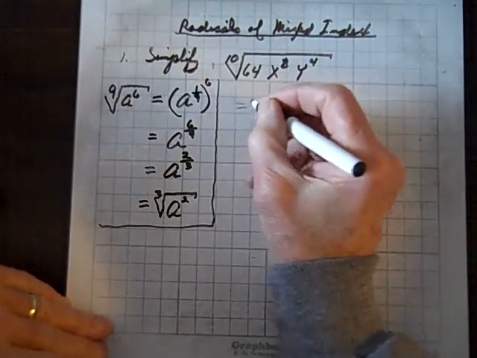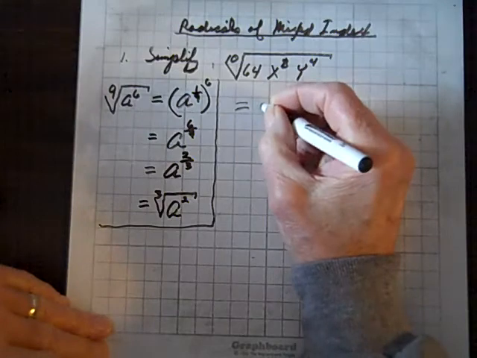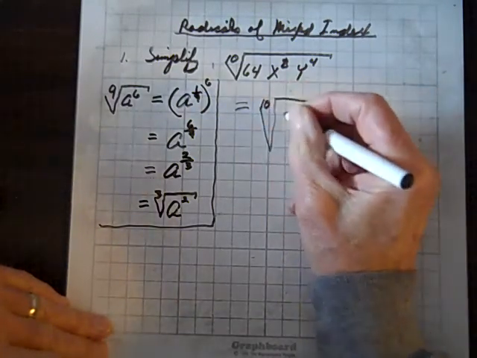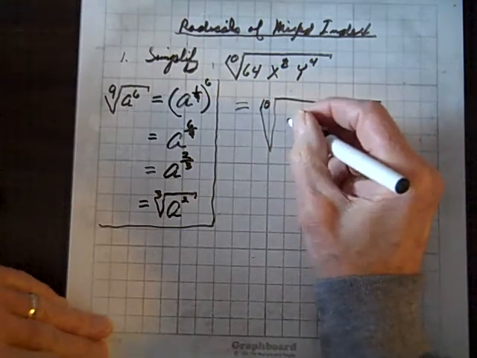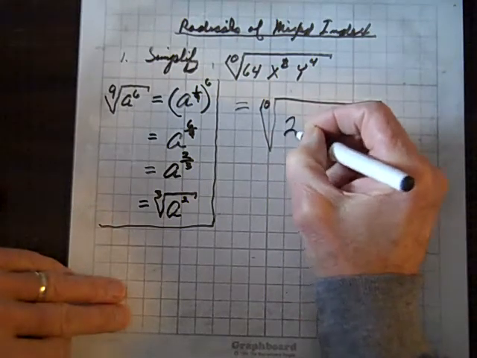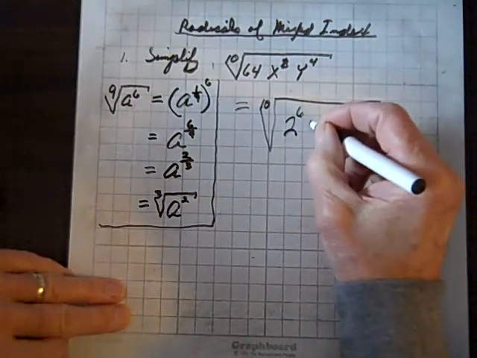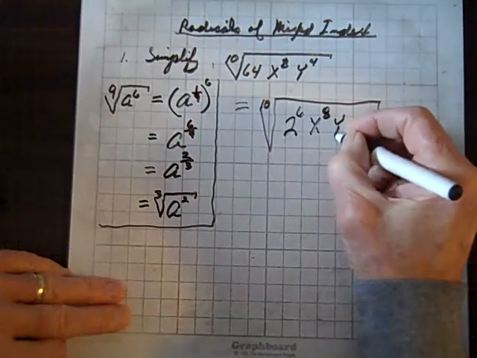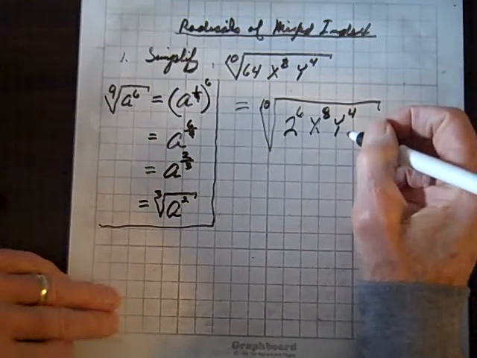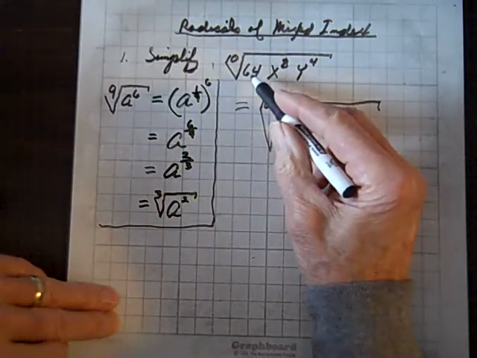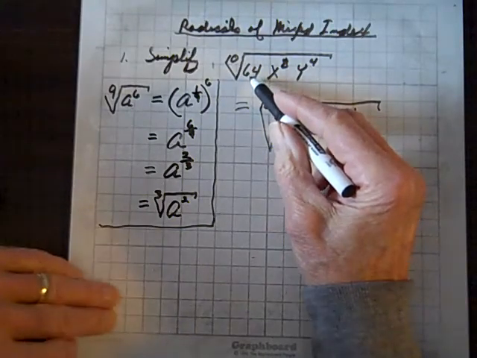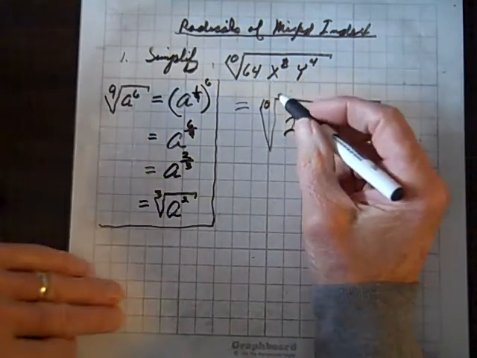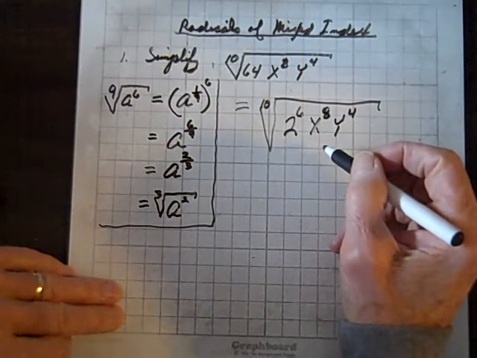So this equals, and our first thing we have to do, let's see, we've got the 10th root of, and I'll write 64 in terms of its prime factorization, so that's going to be 2 to the 6th, and 8x to the 8th, and y to the 4th. And now we're always going to rewrite whatever given number we have in terms of its prime factorization in order to carry this out, you see.